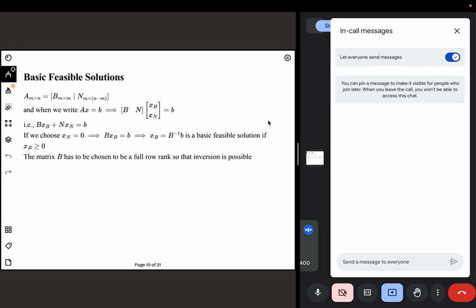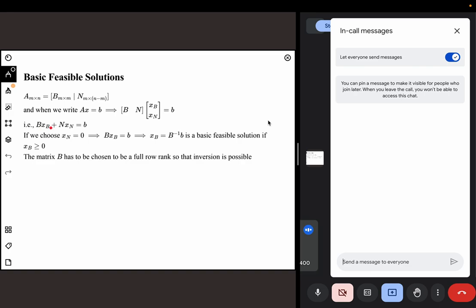Next is the concept of basic feasible solutions. Just as I said, whatever the values of extreme points you have, those are called the basic solutions. The idea is very simple. You have the trick here: the matrix A, M cross N, can always be decomposed into two matrices. One is an M by M matrix, and the other is an M by N minus M matrix. Now when I write Ax equal to B, I can decompose A as B and N, and I can also write it as X_B and X_N.